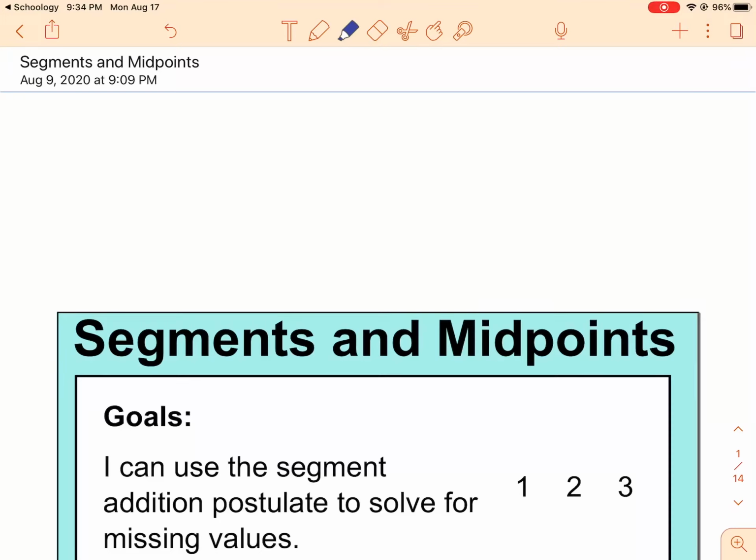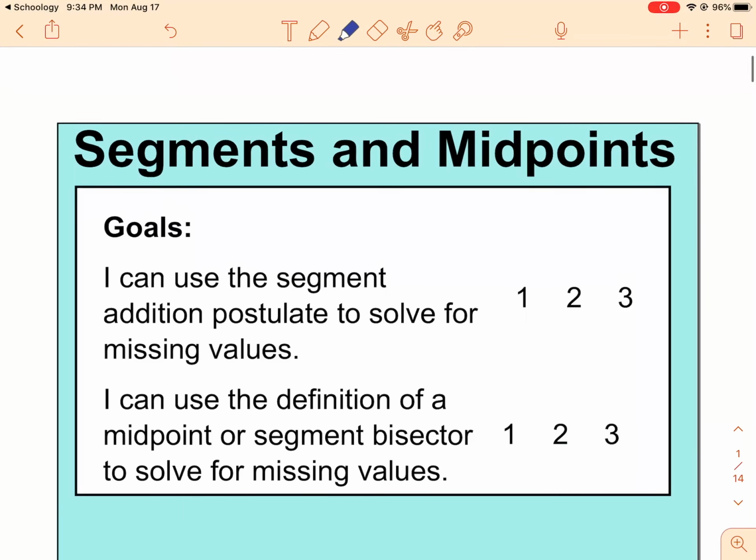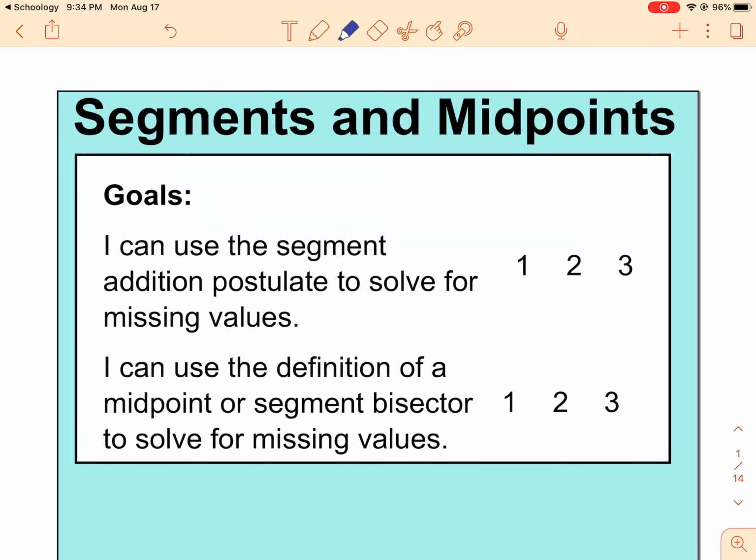So now we're moving on to segments and midpoints. By the end of this screencast, I want you to be able to really gauge yourself, rate yourself from 1 to 3, 3 as in you really know it all, 1 you're still clueless, on these two different postulates that we're going to talk about.